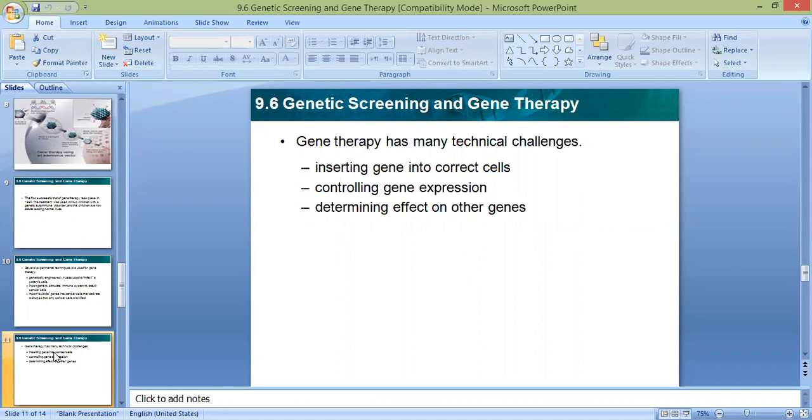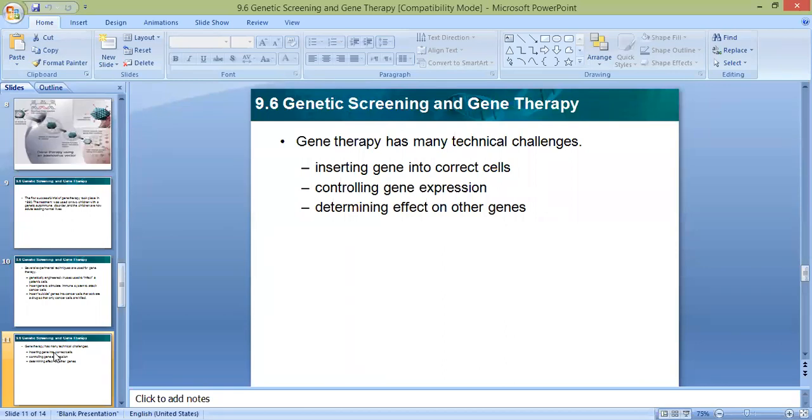Controlling gene expression. Sometimes when they insert the gene, هذا الجين it keeps working and expresses when it's not needed. هذا يصير problem. فلازم يكون عندي challenge إنه how to control the gene expression. Okay? And determining effect on other genes. Sometimes لما ندخل جين جديد ممكن هذا الجين affect other genes. ف it's not an easy thing.